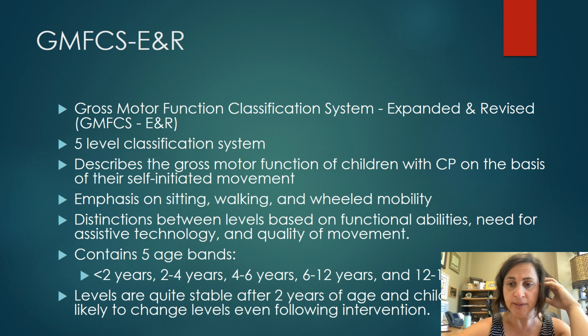Distinctions between levels are based on functional abilities, the need for assistive technology, including handheld mobility devices or wheeled mobility, and to a much lesser extent, quality of movement. The GMFCS contains 5 age bands, and levels are quite stable after 2 years of age, and children are not likely to change levels even following intervention.